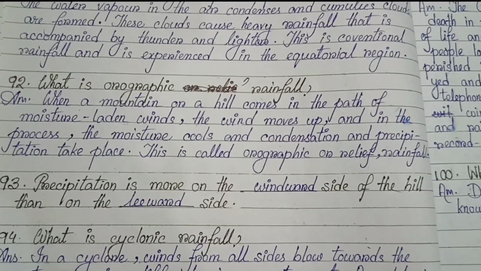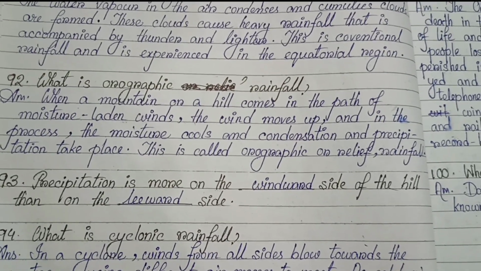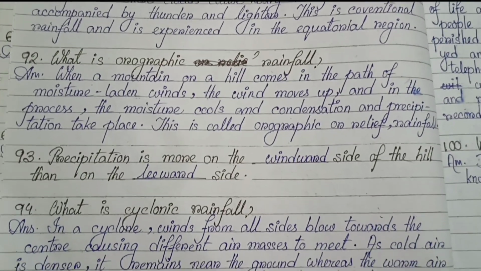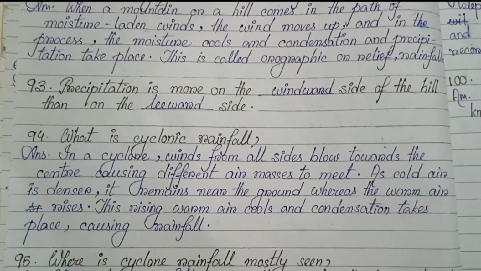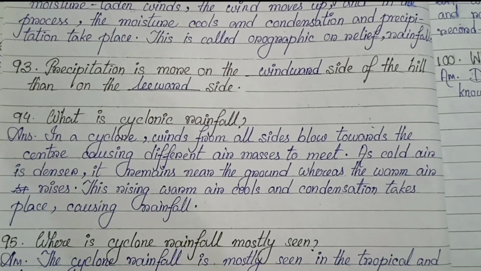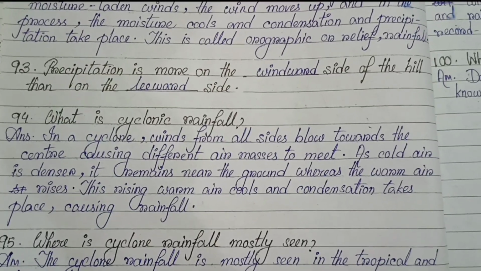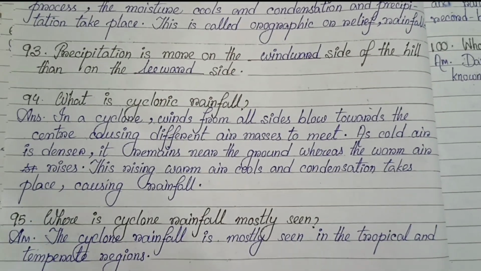92. What is orographic rainfall? When a mountain or a hill comes in the path of moisture-laden winds, the wind moves up, and in the process the moisture cools and condensation and precipitation take place. This is called orographic or relief rainfall. 93. Precipitation is more on the windward side of the hill than on the leeward side.